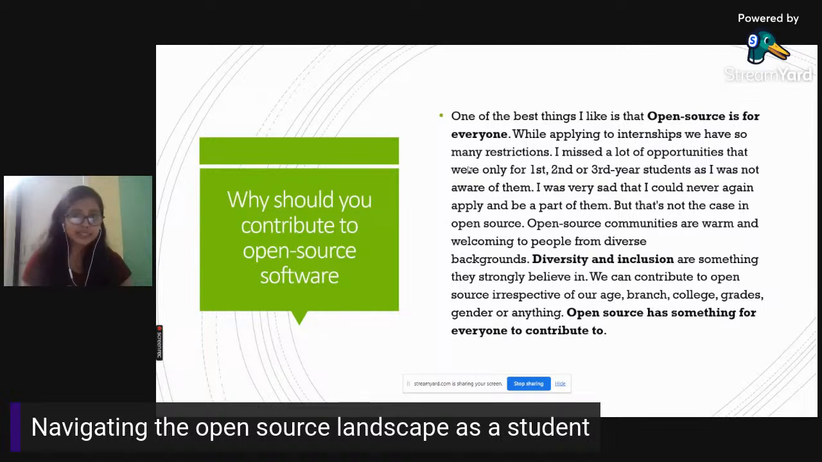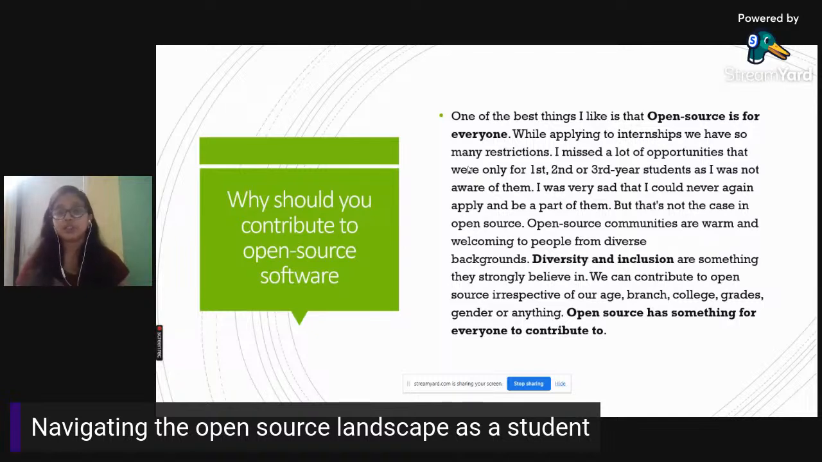And yes, the best part that I feel about open source is that open source is for everyone. I have felt this in my journey that while applying to many internships, we have a lot of restrictions. Some of them are just for first, second and third year students, and if we somehow missed them, we cannot reapply to them once we graduate. So this is not there in open source.